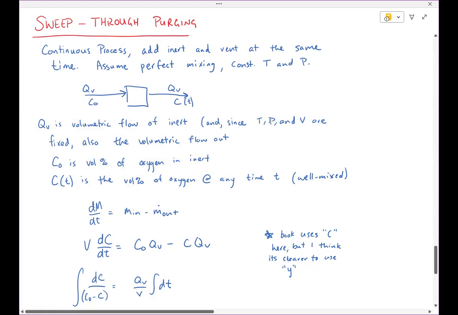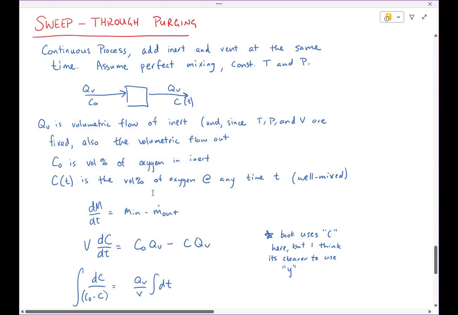T, P, and volume are fixed, and anytime T, P, and volume are fixed, that means the moles are going to be constant, and that's another reason why I could say the volumetric flow rate in is equal to the volumetric flow rate out. I've said that we're assuming perfect mixing, so C of t is the concentration of oxygen in the outlet, and by the well-mixed assumption, we can say that the concentration of oxygen in the outlet is equal to the concentration of oxygen in the vessel for all times. And that's just what this bullet point says.